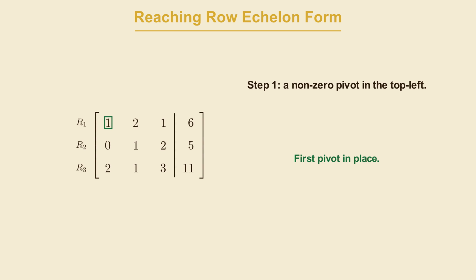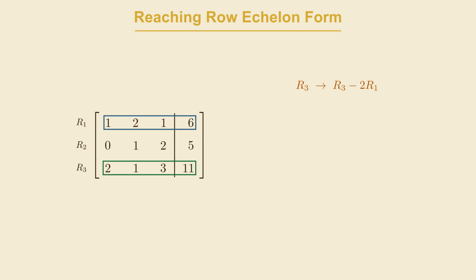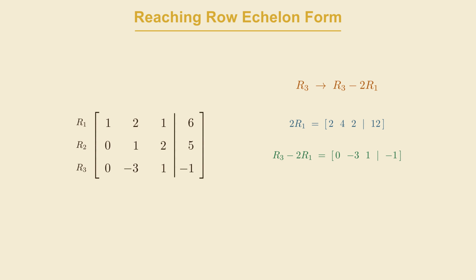The entry directly below it in row 2 is already 0, which is great. But the entry in row 3, column 1 is a 2, and we need it to be 0. So how are we going to cancel it out? What we need to do is a row replacement, and the reason why we'll do this will become apparent in just a second. The idea is that we want that bottom left entry to be 0. So to get it there, what we can do is subtract off row 1 times 2, which will make it so that our last row has a leading 0. Let's see how that works out. 2 times row 1 is 2, 4, 2, 12. So subtracting that from row 3 gives us 0, -3, 1, -1.